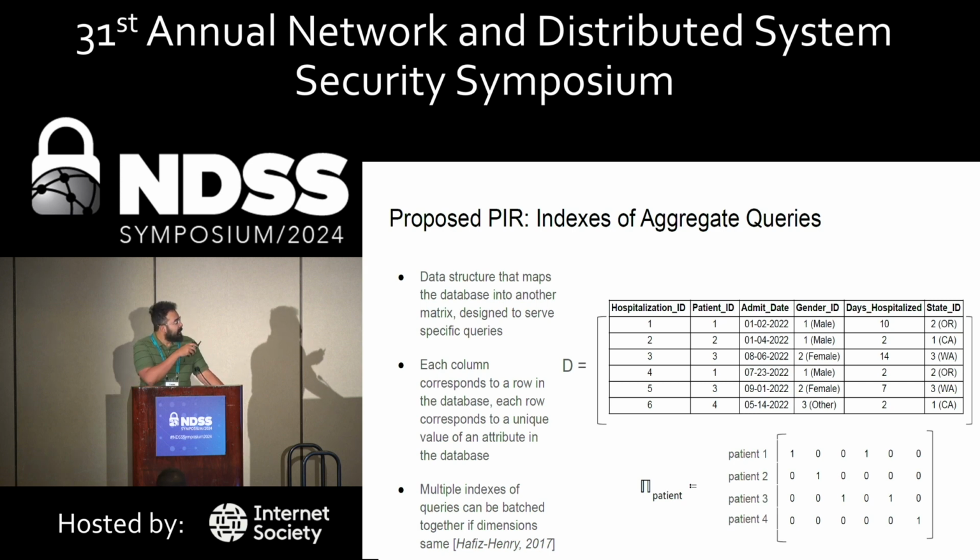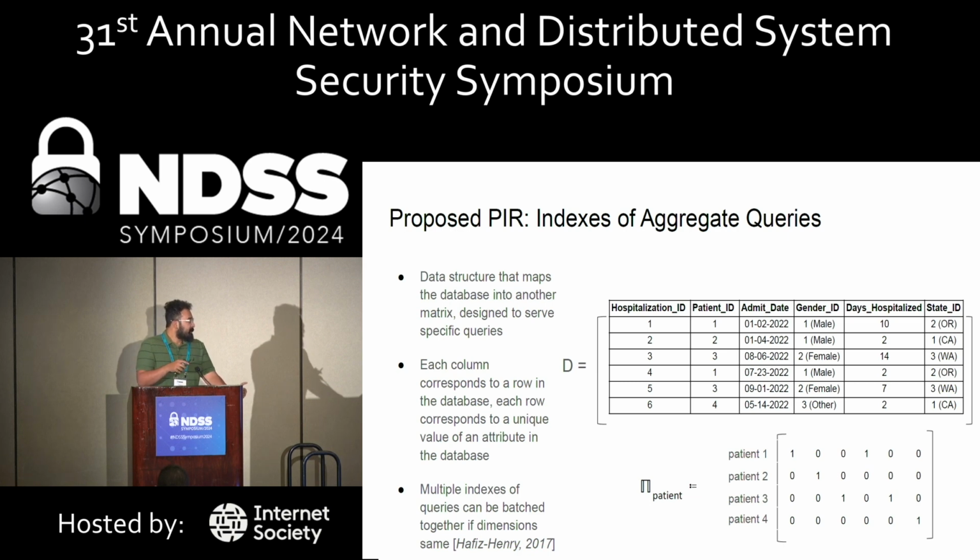In this example, we can see that in the first row of the database matrix, the patient corresponding to the patient ID attribute is patient 1, and that is reflected in the first column of the index of aggregate queries PyPatient. Similarly, the second row in the database matrix D corresponds to patient 2, and that is also reflected in the second column of the index of aggregate queries PyPatient, and so on.